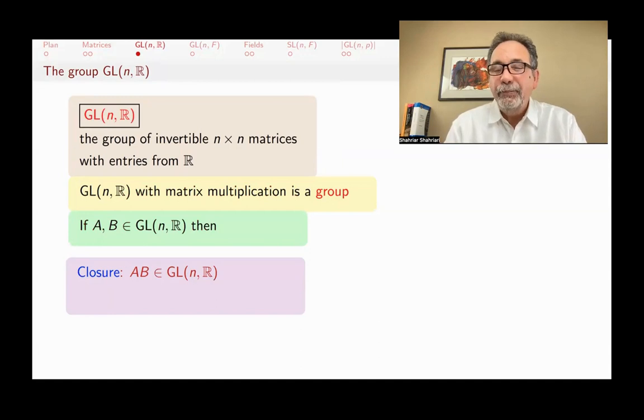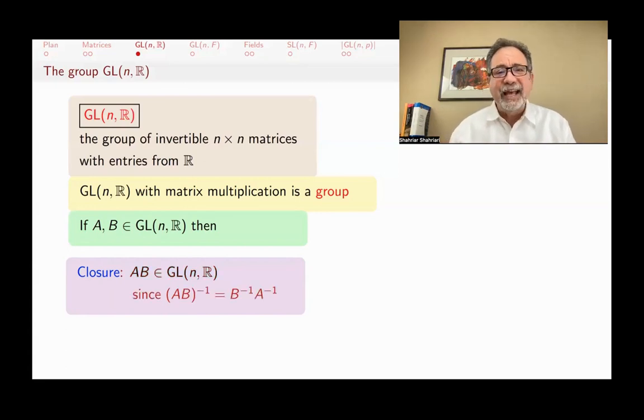That actually needs a little proof, because we know that if you take two n by n matrices and multiply them, you get an n by n matrix, but we have to be careful and make sure that if you multiply two invertible n by n matrices, you get an invertible one. The reason is that we can write down what the inverse of AB is. The inverse of AB is B inverse A inverse. Why is that? Well, if you take B inverse A inverse times AB, you will get the identity matrix.